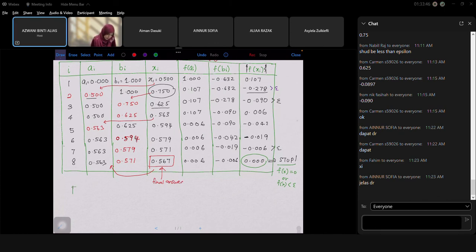Okay, so for 2 decimal places, we use epsilon 0.0005. So this is a stopping criteria. So it means that saya jelaskan kat sini kenapa kita do the calculation up to 3 decimal places lah, sebab kita consider the epsilon value. Do calculation up to 3 decimal places. Okay.